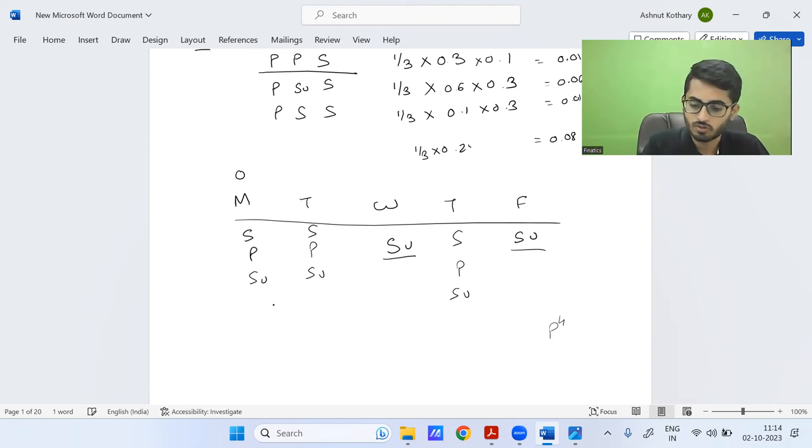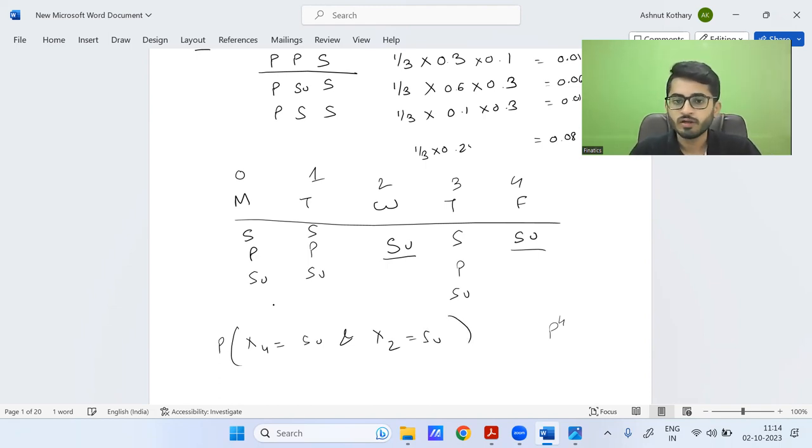Here, if this is time 0, this is time 1, this is time 2, this is time 3, this is time 4. You are looking for this probability: the probability x4 is sushi and x2 is sushi. What some of you did conveniently was calculate the probability x4 is equal to sushi given that x0 is equal to pizza. Because this is nothing but P to the power 4.